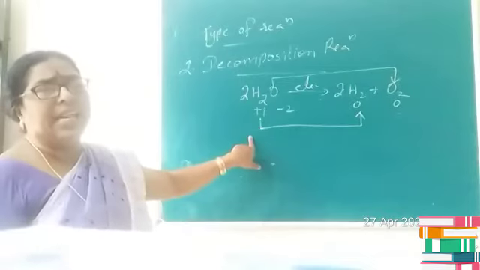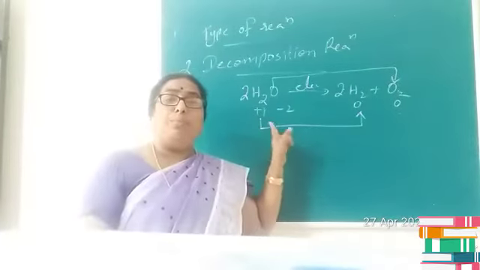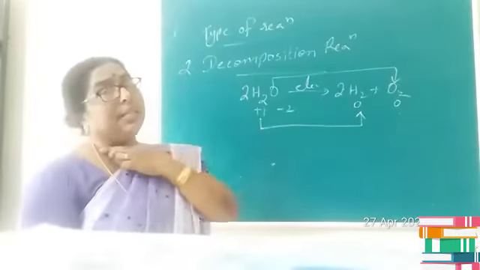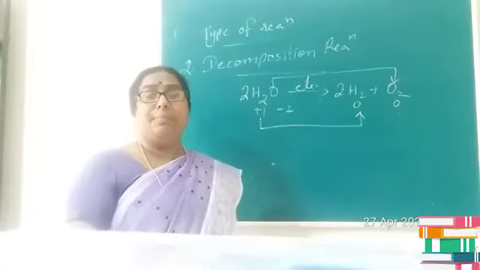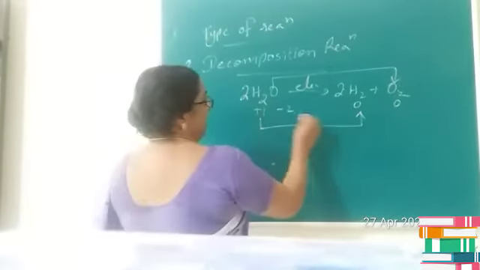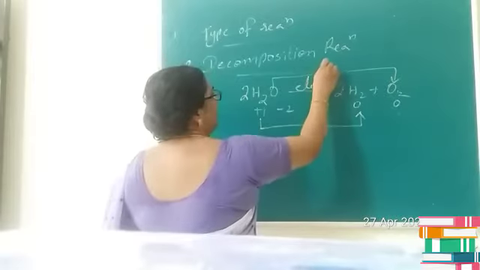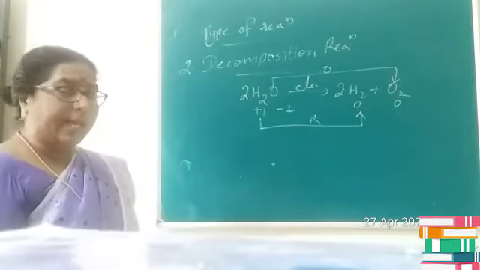So again we have seen that the process where both oxidation and reduction is going on, or one of the elements undergoes oxidation and the other element undergoes reduction, is termed as redox reaction. Is it clear? So again, decomposition is also a type of redox reaction.